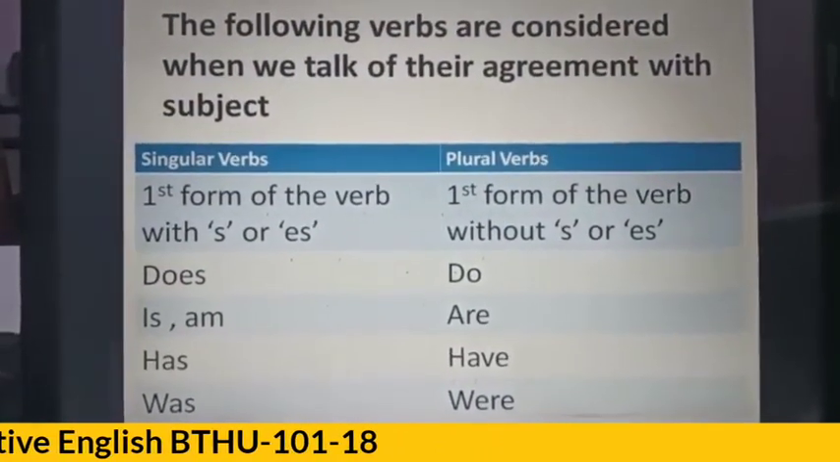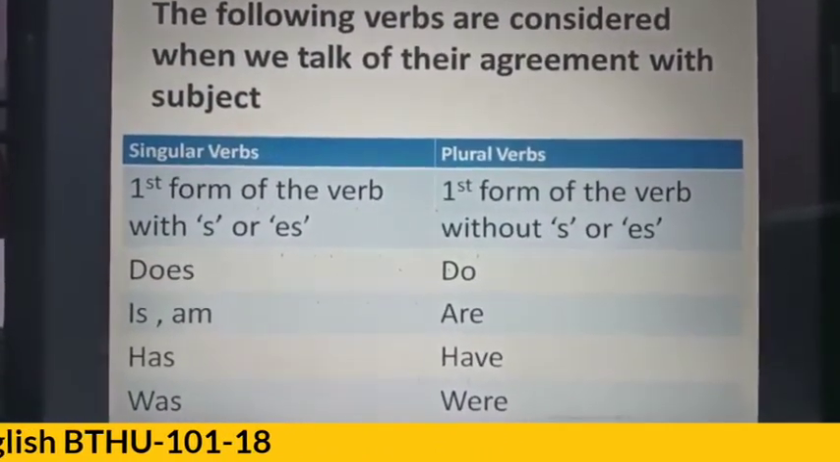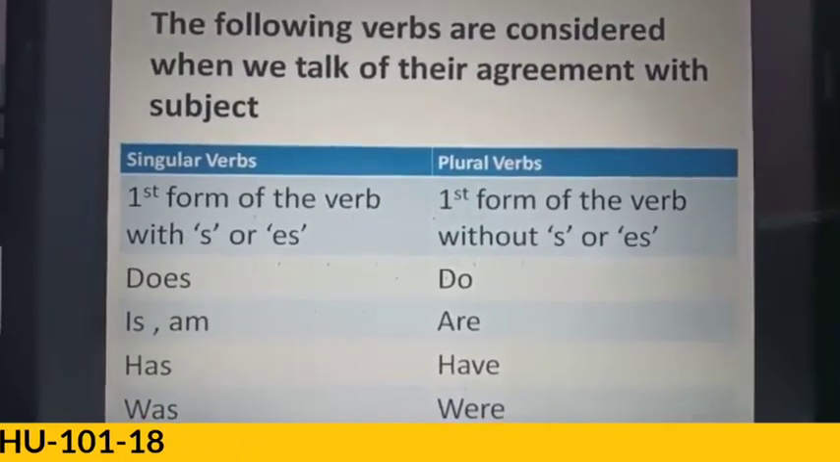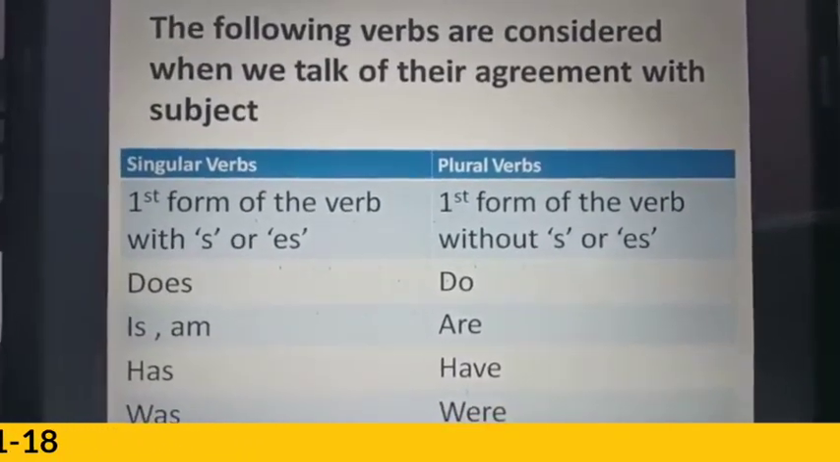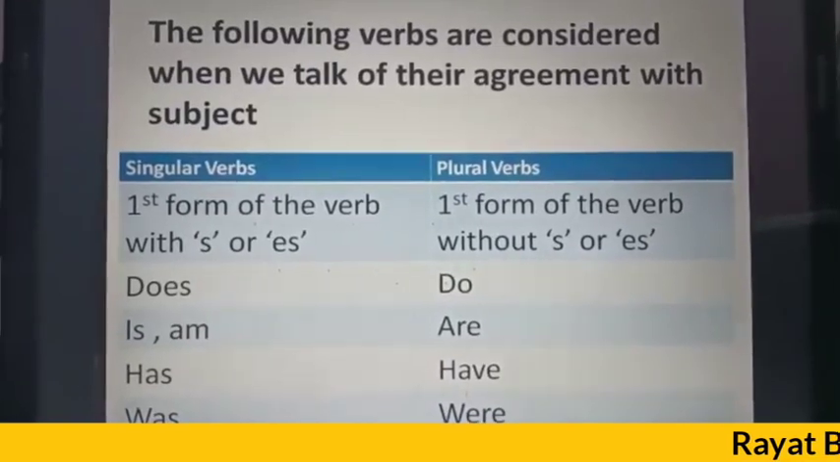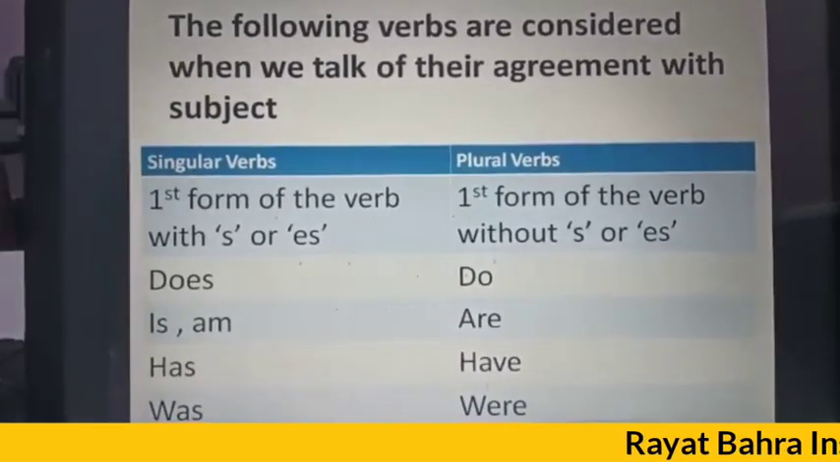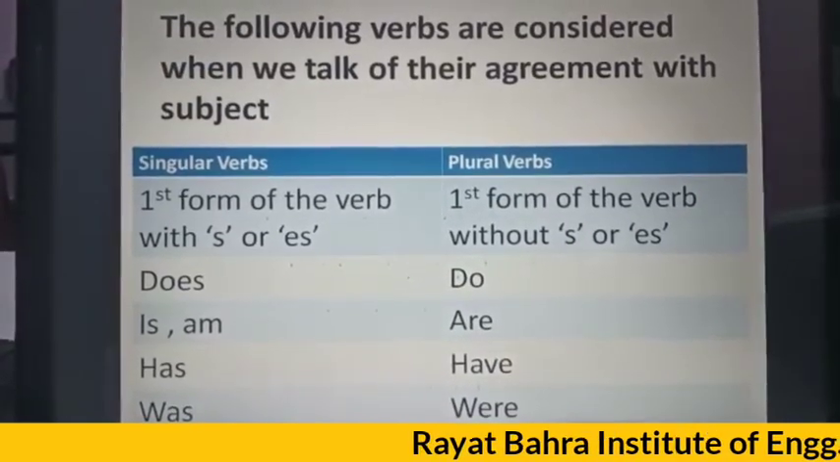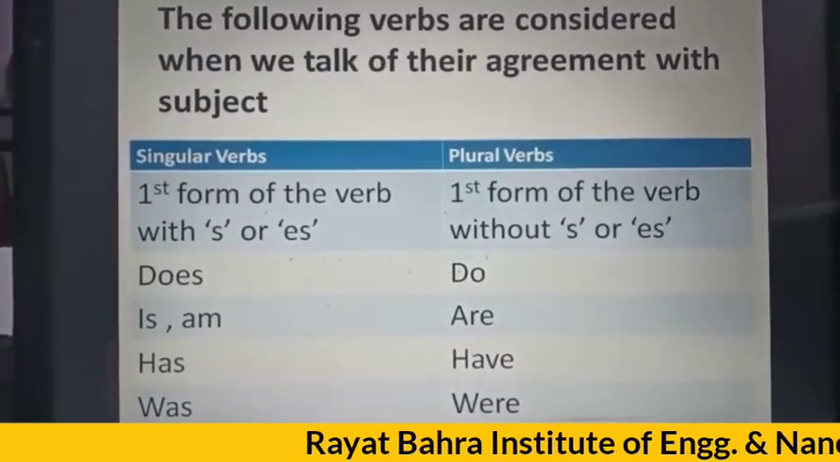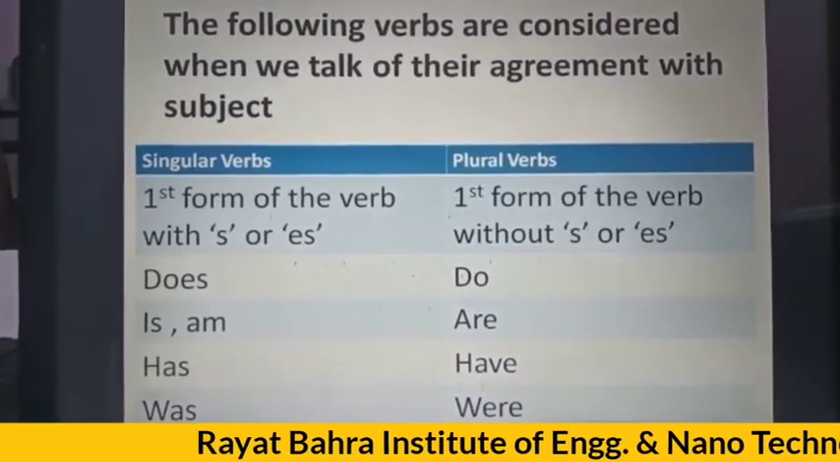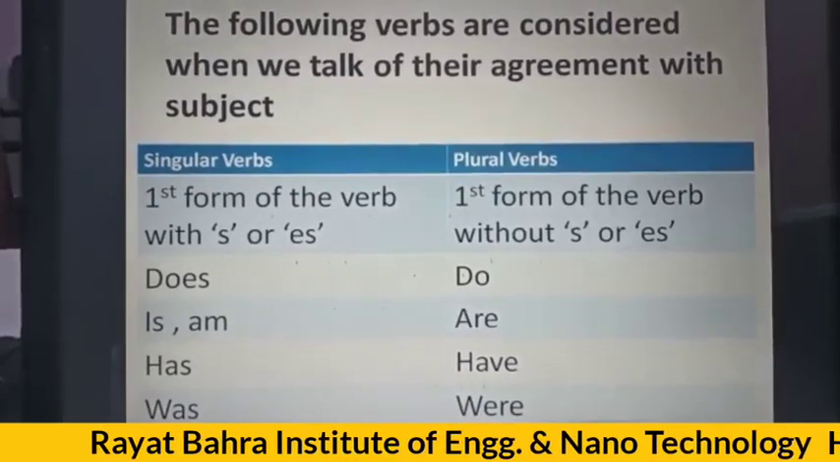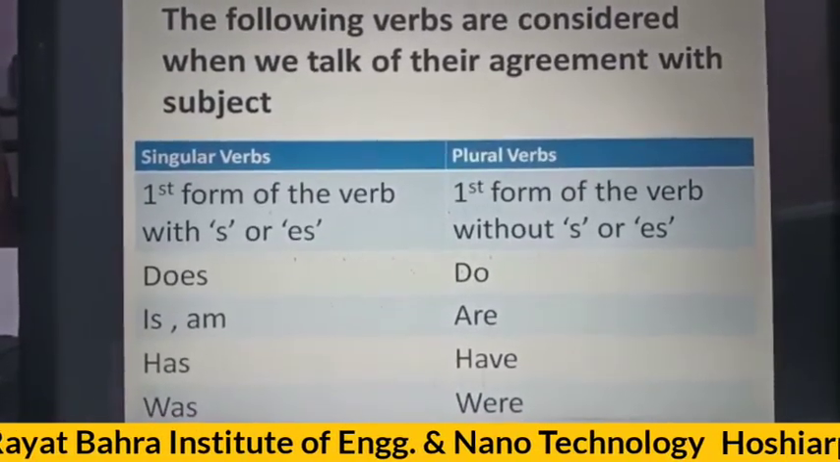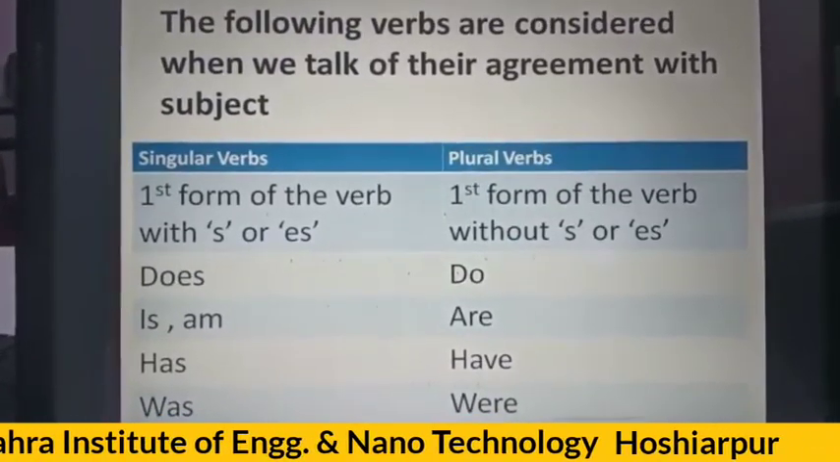The following verbs are considered when we talk of their agreement with subject. There are mainly two types of helping verbs in English grammar. These are principal helping verbs and auxiliary helping verbs. Is, am, are, was, were, has, have, had are considered to be principal helping verbs, whereas do, does, did, can, could, may, might, would, should, ought to, must, dare, need are all auxiliary verbs.